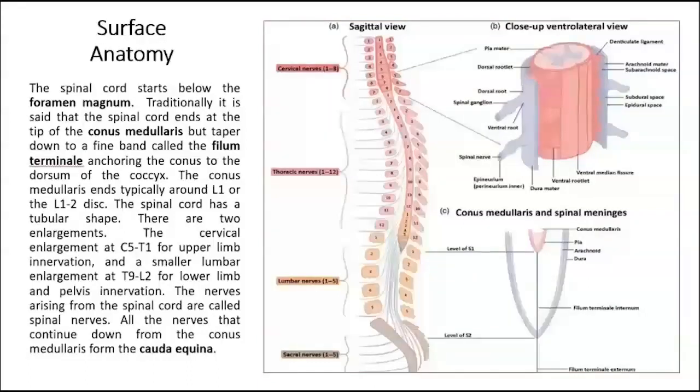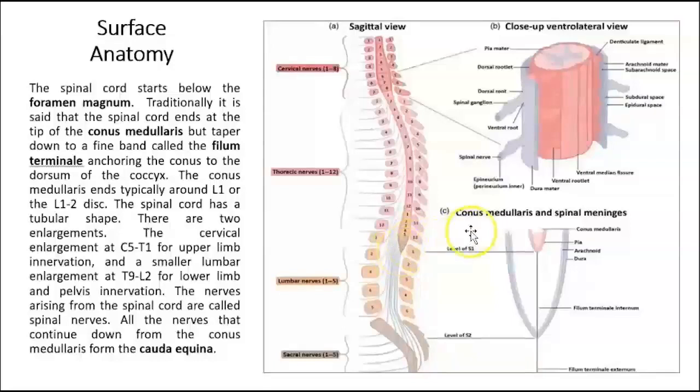The surface anatomy of the spinal cord. The spinal cord is inside the vertebral column. As you can see here, this is your vertebral column. The vertebral column is composed of vertebrae, and inside the vertebrae you have the vertebral foramen, and inside the vertebral foramen you can see the spinal cord. The spinal cord starts at the base of the brain, comes out of the skull through the foramen magnum, and goes all the way down here to the lumbar area, approximately where it's going to end.